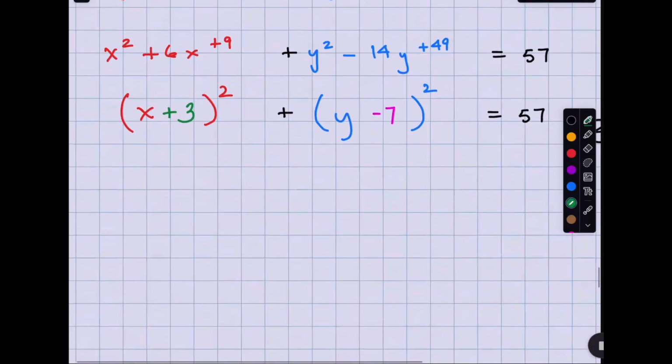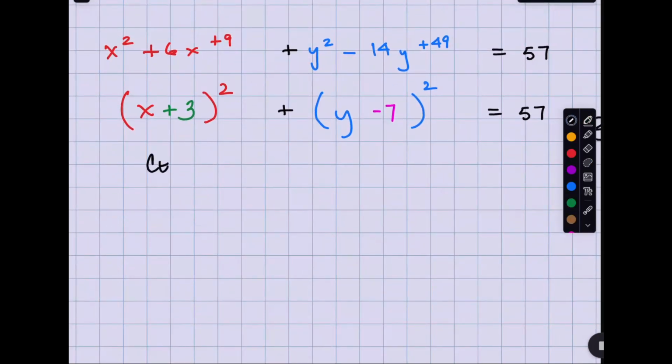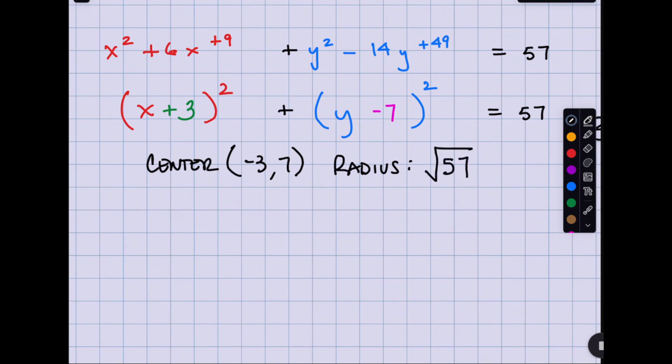So when I get here, what is my center? Negative 3, positive 7. And what's my radius? Is it 57? No. Square root of 57. Because r squared is 57. You can't break down square root of 57 because 57 is just 3 times 19. So there's no pairs. Yes? No such thing.